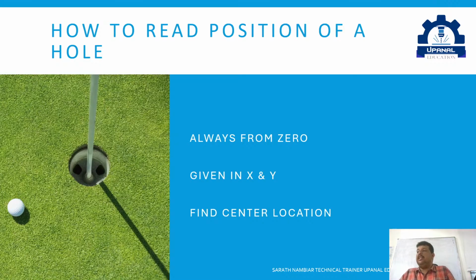Now, let's take a very common example: hole position. In VMC drawings, holes are usually located using X and Y dimensions. That means the center of the hole is given from zero. So when you see a hole, don't just see the circle. Ask yourself, where is the center? And that center will be given as a distance from zero. Once you understand that, you can easily imagine where the hole is on the part. No confusion on that.